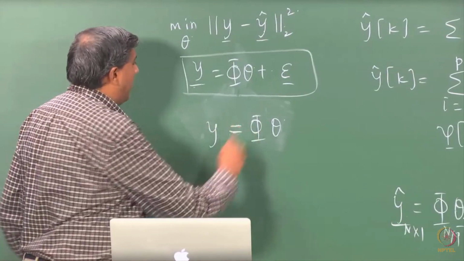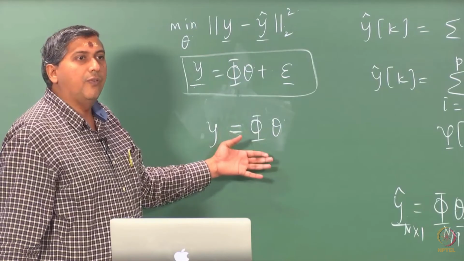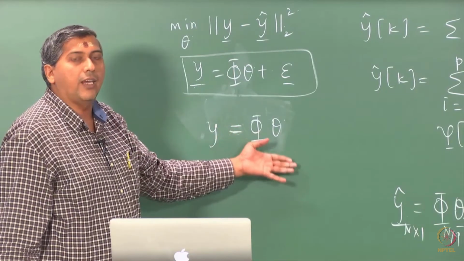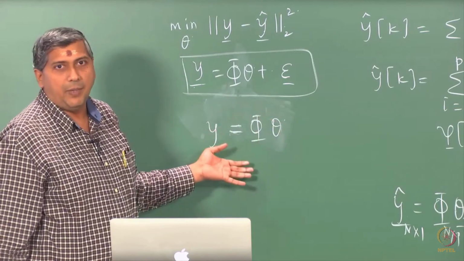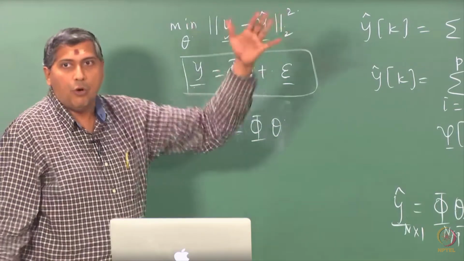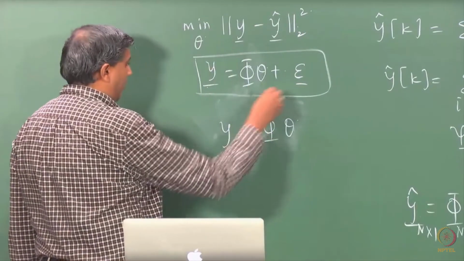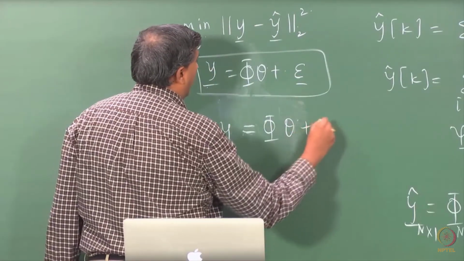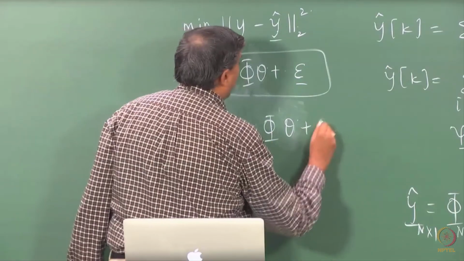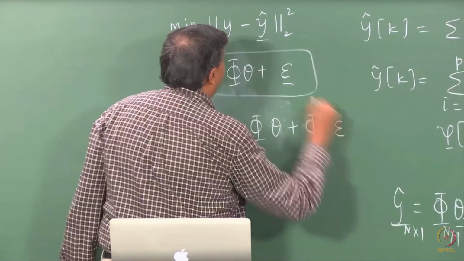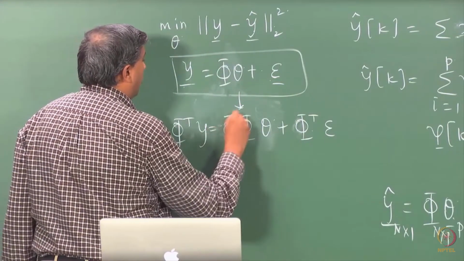Imagine that there is an equality here, a set of overdetermined equations. If I had exactly p equations, then I could have written theta as phi inverse y, but I do not have exactly p equations, I have more than necessary. So, what I can think of is, let me even write this and multiply both sides with phi transpose.